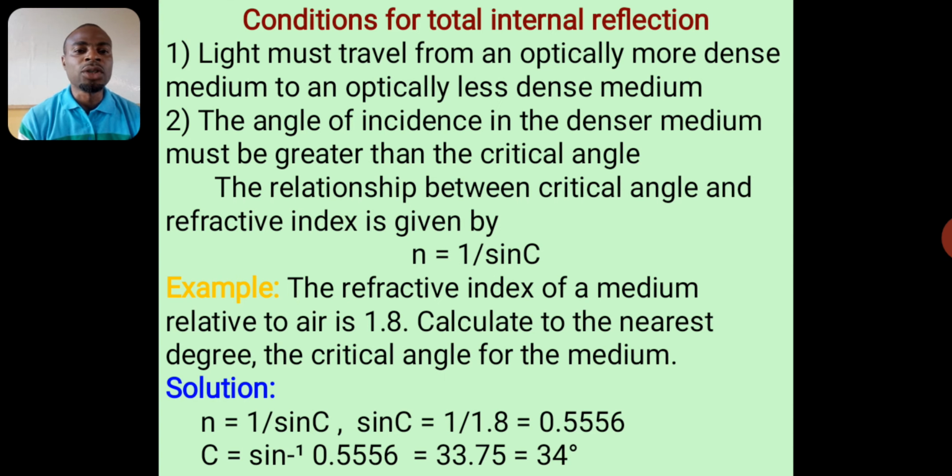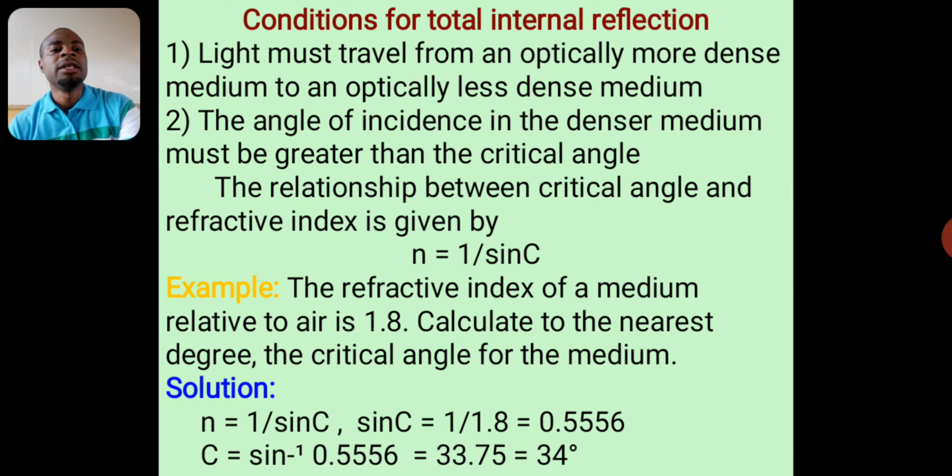That is simple. Solution: we have our formula, n equals 1 over sine c, and if we make sine c the subject of the formula, because we are looking for the critical angle, we have sine c equals 1 over 1.8, which gives us 0.5556. Then we make c the subject, and we have c equals sine inverse of 0.5556, which gives us 33.75, and to the nearest degree we have 34 degrees.